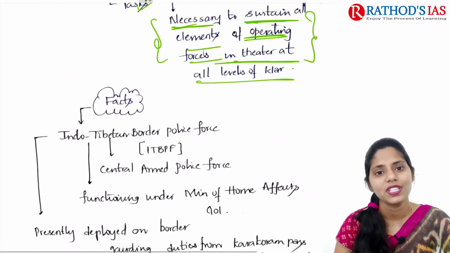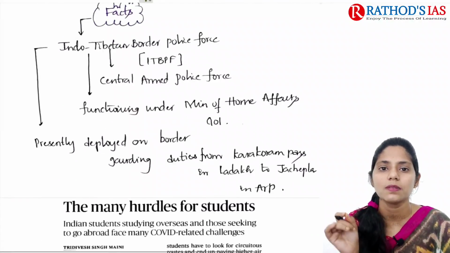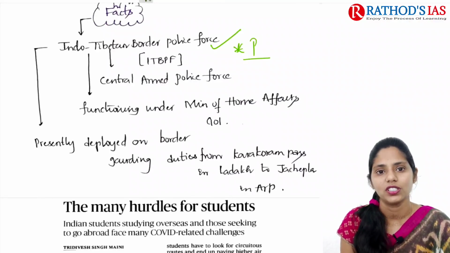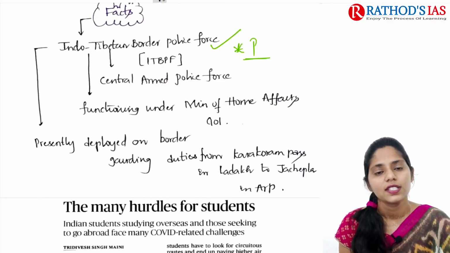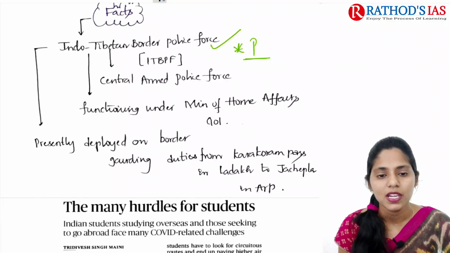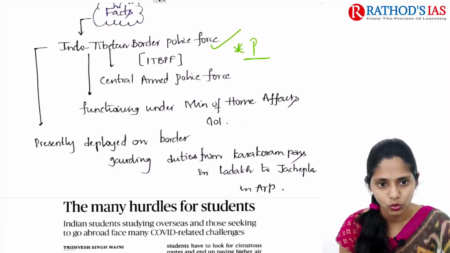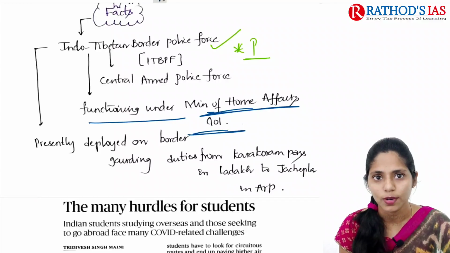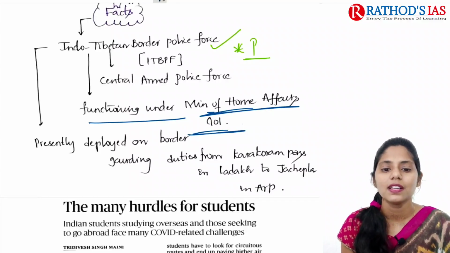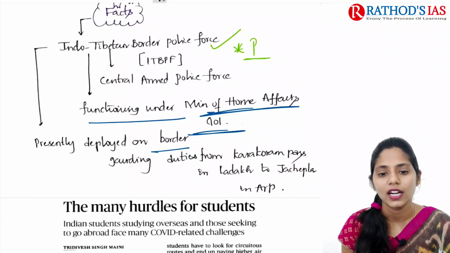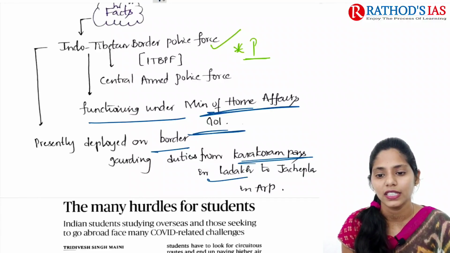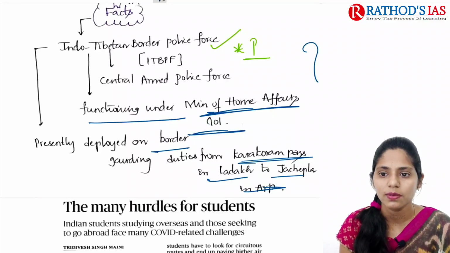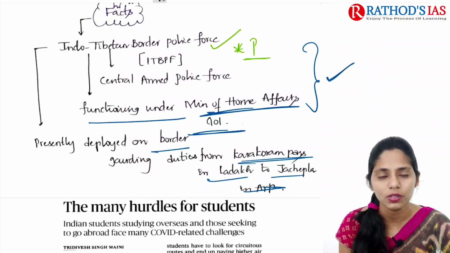Now let us see some facts regarding the Indo-Tibetan Border Police Force. From this area you can expect a prelims question, right? The ITBP is a Central Armed Police Force, functioning under the Ministry of Home Affairs, Government of India. It is presently deployed on the border, with guarding duties from Karakoram Pass in Ladakh to Jachep La in Arunachal Pradesh. These are some important prelims facts that you need to remember.